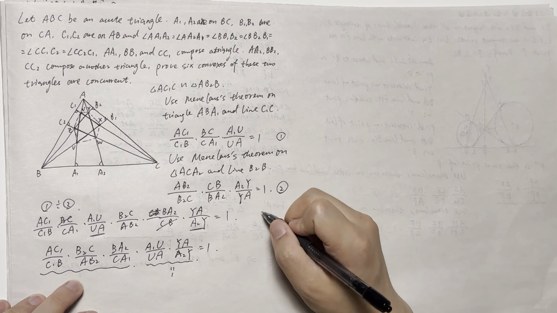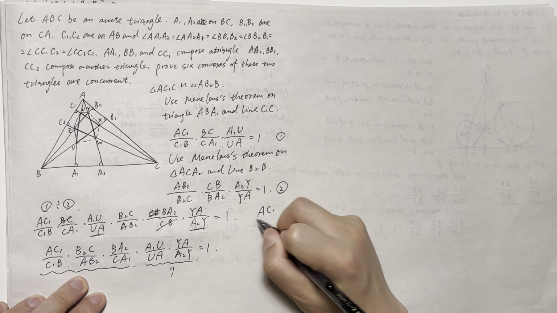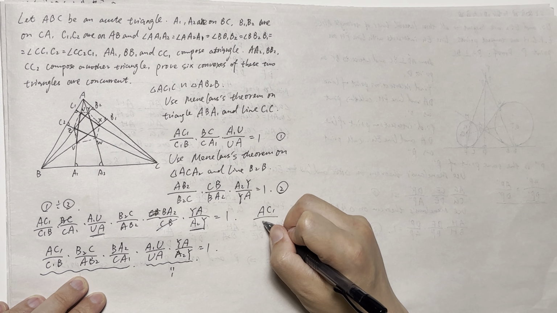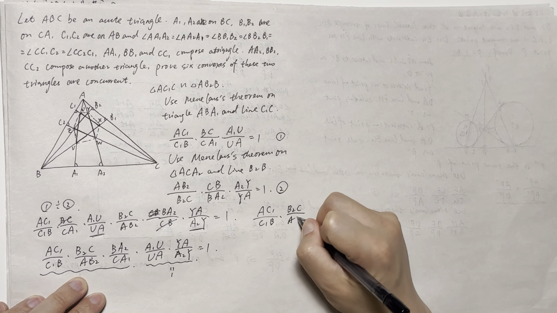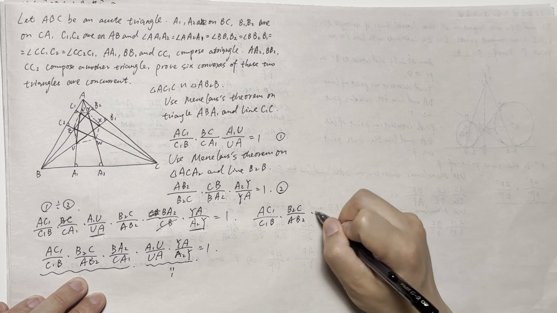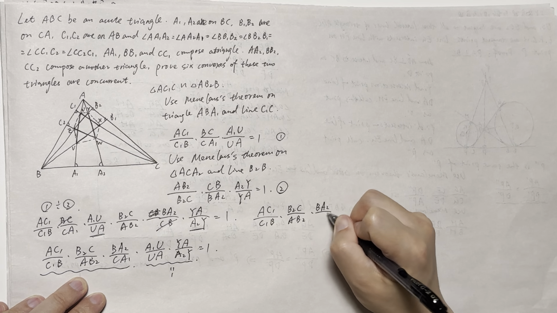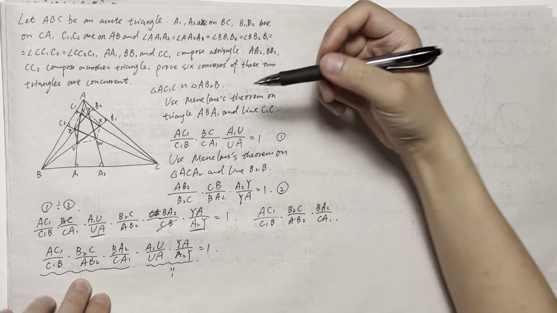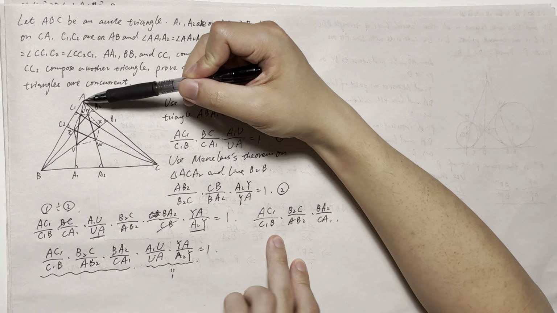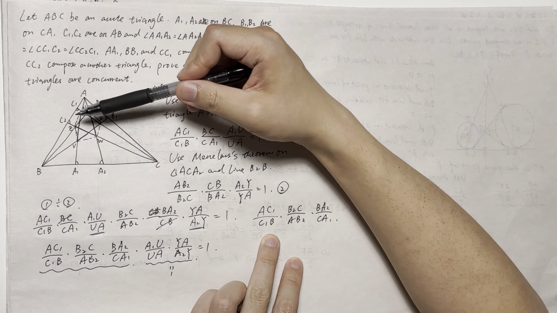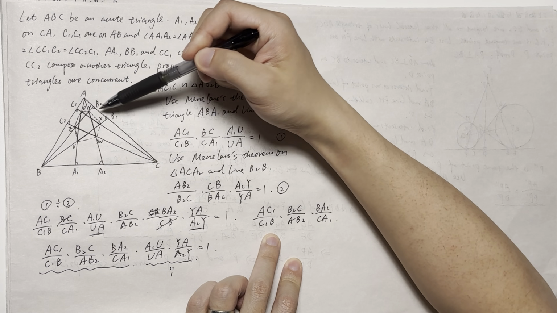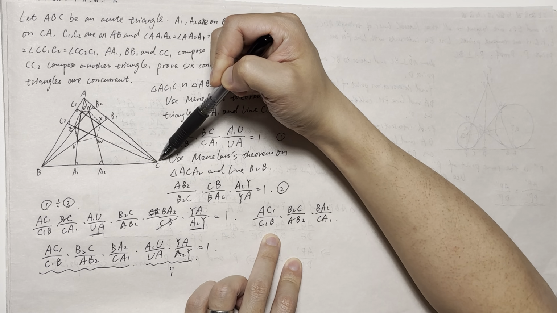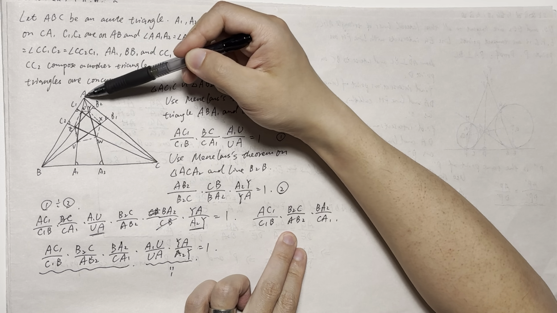Let's look at it. AC1 divided by C1B times B2C divided by AB2 times BA2 divided by CA1. So AC1 divided by C1B and B2C divided by AB2.